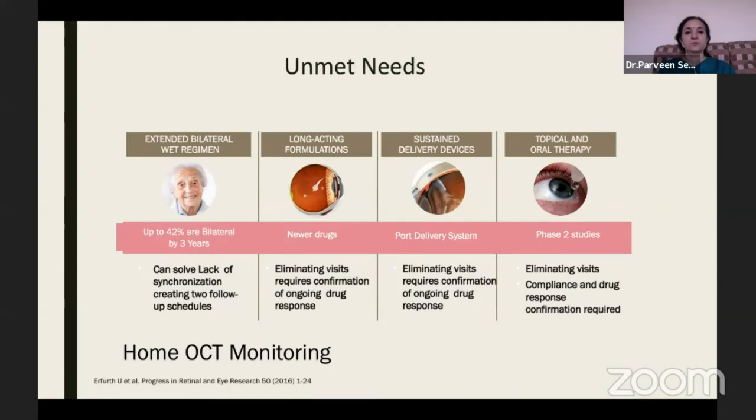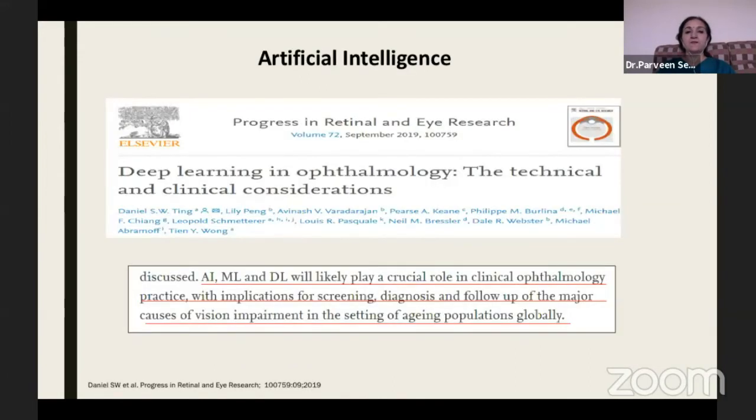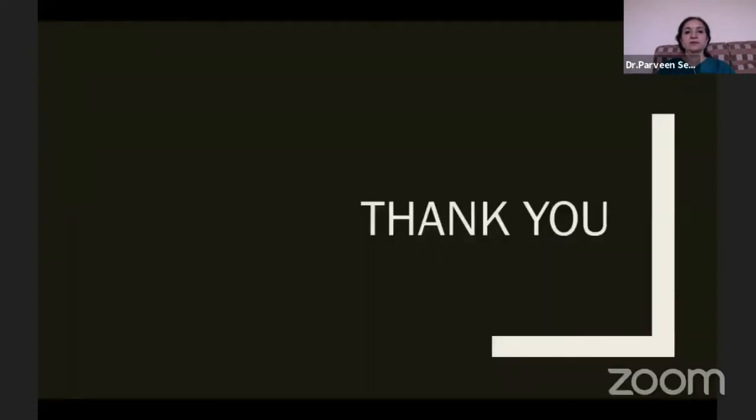For me, I think home OCT monitoring can be very handy, especially in this COVID era, as you can reduce the number of visits the patient makes. And if combined with deep learning, you could have the machine telling you whether the patient needs to go to the office or the hospital for the injection or not. So with that, I end my presentation for now, and we go on to the next one.